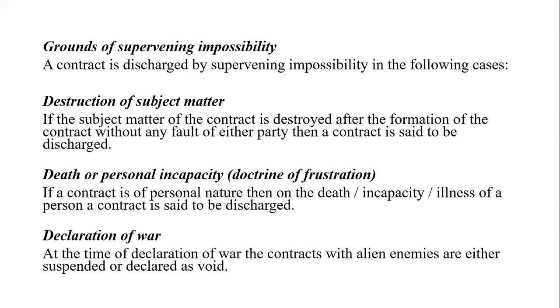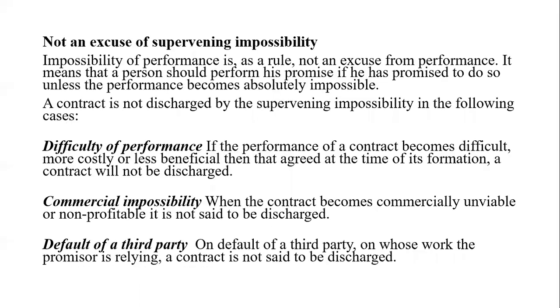Death or personal incapacity. If a contract is of a personal nature, then death, incapacity, illness, we have already learned about it. If any personal skill is involved and such person is not available, maybe dead or incapable or ill, then this is also a case of supervening impossibility. Declaration of war. At the time of declaration of war, contracts with alien enemies are either suspended or dissolved. We have already learned about it.